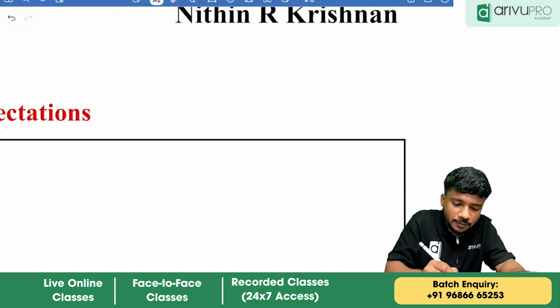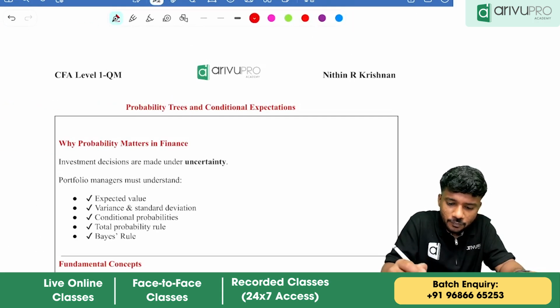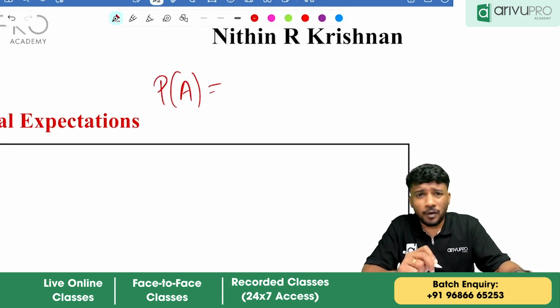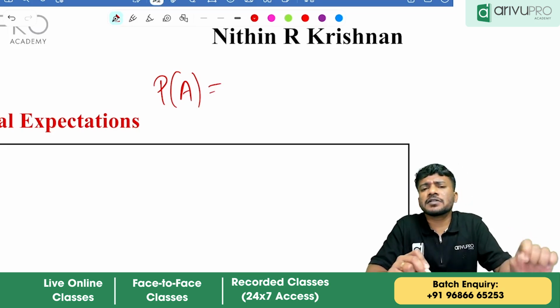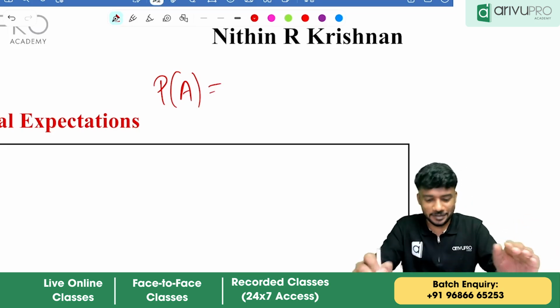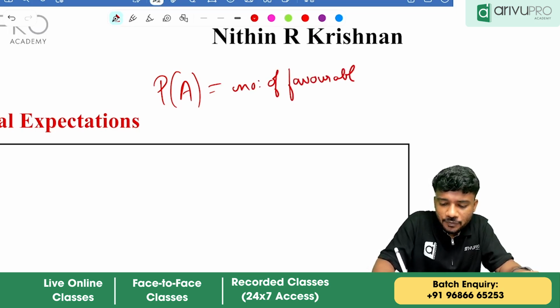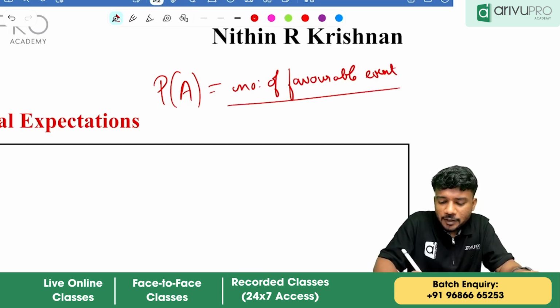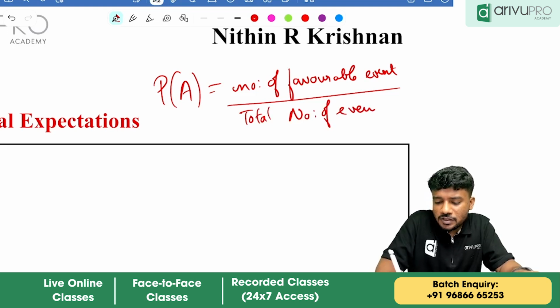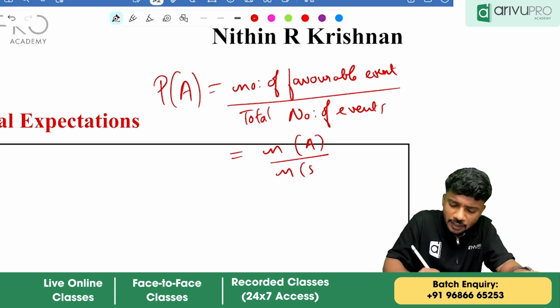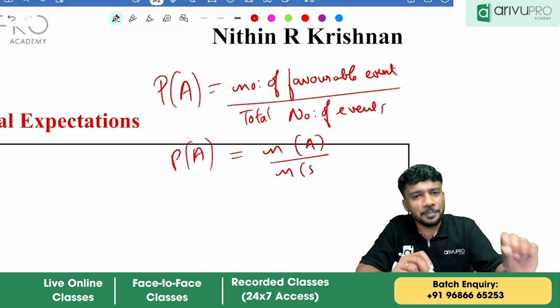So probability, P of A, the probability of an event A. Probability of an event A is usually described, from whatever we have studied in the past, as the number of favorable events divided by the total number of events, or in general we will write it as n of A divided by n of S. Okay, this formula is very important because this is the base for everything.